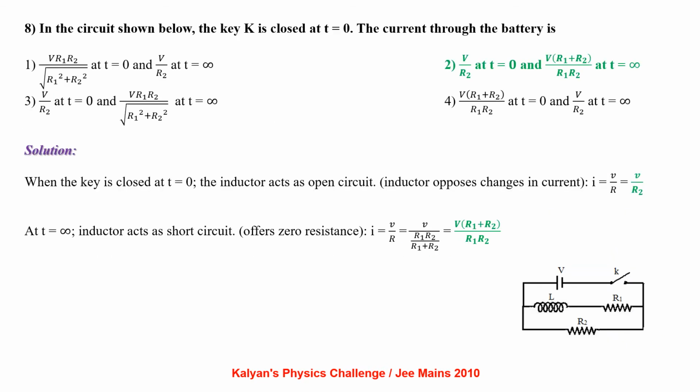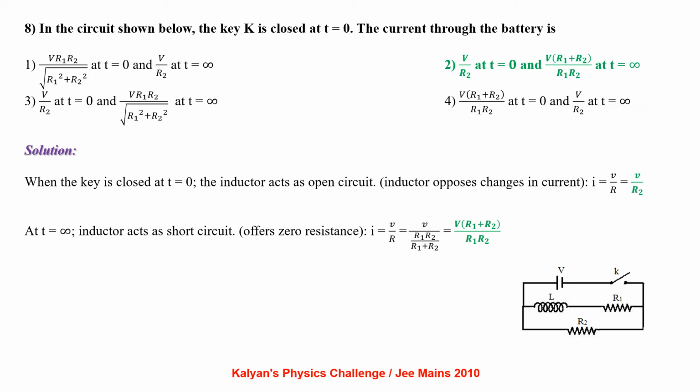In the circuit shown below, the key K is closed at t equal to 0. The current through the battery is? As we see in the circuit, there is an inductor of inductance L, and two resistors R1 and R2. R1 is in series with L while R2 is connected in parallel to the series combination of L and R1. When the key is closed at t equal to 0, the inductor acts as an open circuit because an inductor opposes sudden changes in current. So the current will be I equal to V by R, that is I equal to V by R2, as the branch containing the inductor will act as an open circuit.